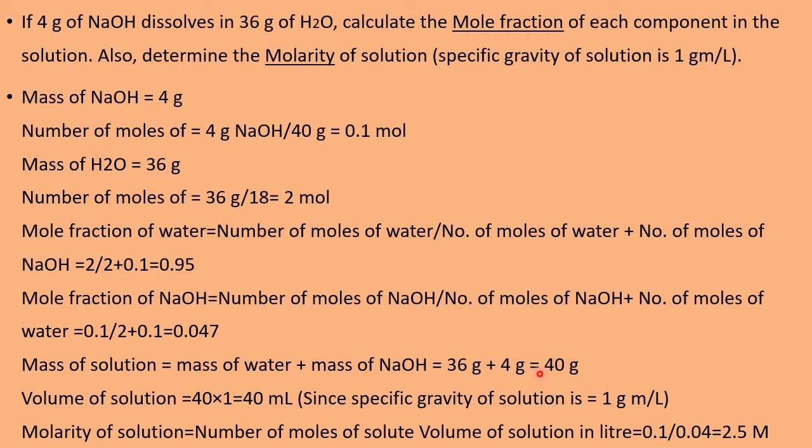Now what is the volume of solution? For this we have to use the given data here. Specific gravity of solution equals 1 gram per liter. So for 1 gram its volume is 1 liter. What is the mass of our solution? 40 gram equals 40 liter. So using the mass of solution, we are calculating volume by using this data. So volume of the solution equals 40 ml for 40 gram.